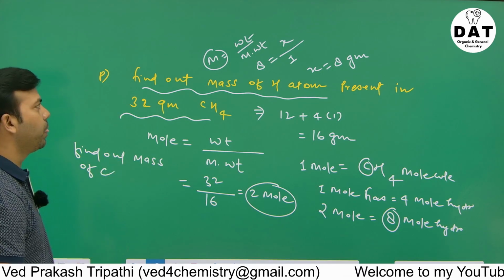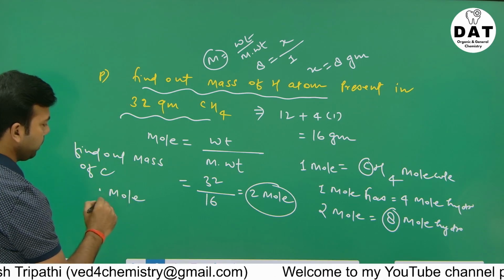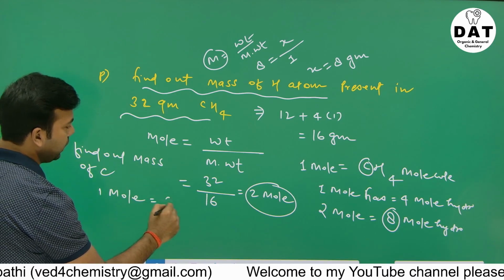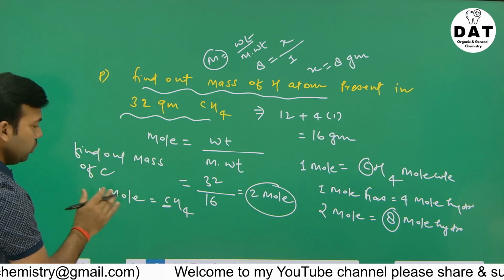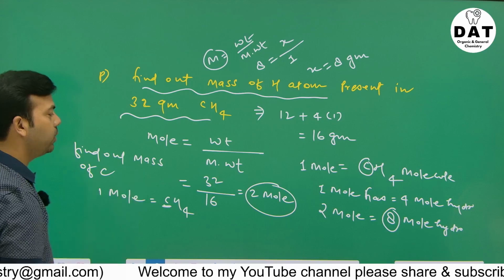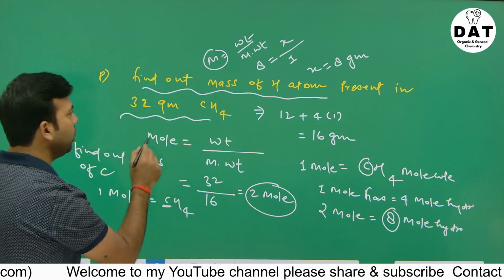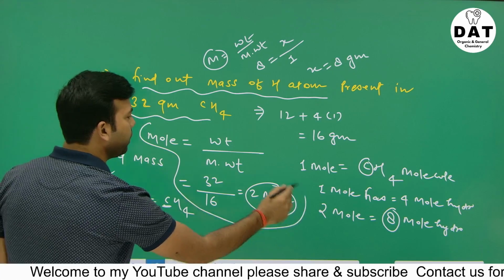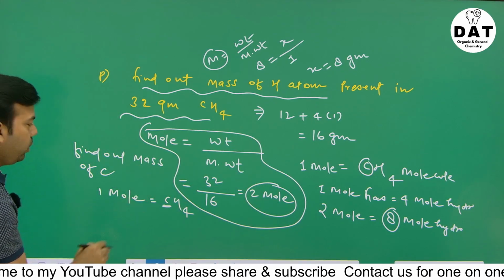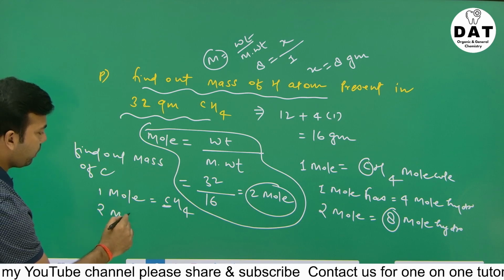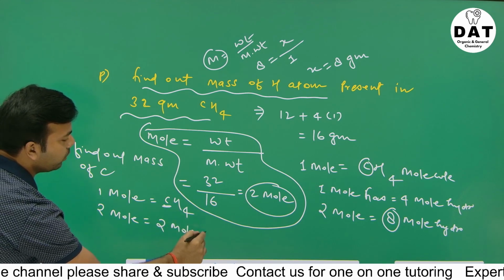So look here. In 1 mole of CH4, the number of carbon is 1 mole. Makes sense? We got the total moles of CH4 as 2 moles. So 1 mole has 1 carbon mole, so 2 moles means 2 moles of carbon.